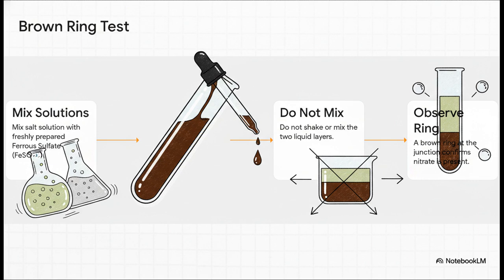The dense acid will form a layer at the bottom. And if nitrate is present, you'll see this beautiful, sharp brown ring form right where the two liquids meet. That ring is the unmistakable signature of the nitrate ion.